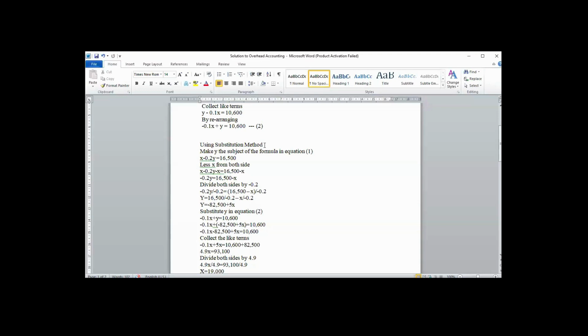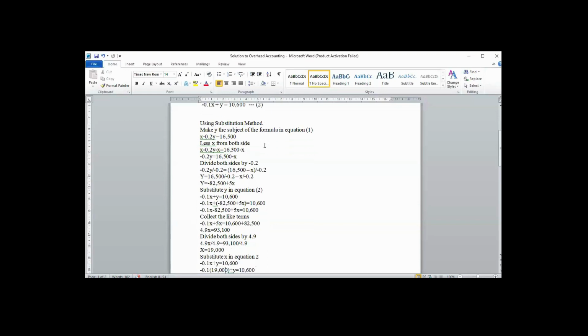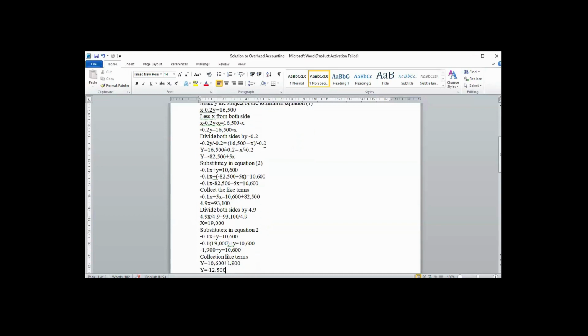We are now looking for x. Now say divide both sides by 4.9. When we did that, our x is now 19,000. The value of that x you have gotten will be substituted in any of the two equations now. If you use equation 1, you must get the same answer. If you use equation 2, you are getting the same answer. Nothing will change your answer.